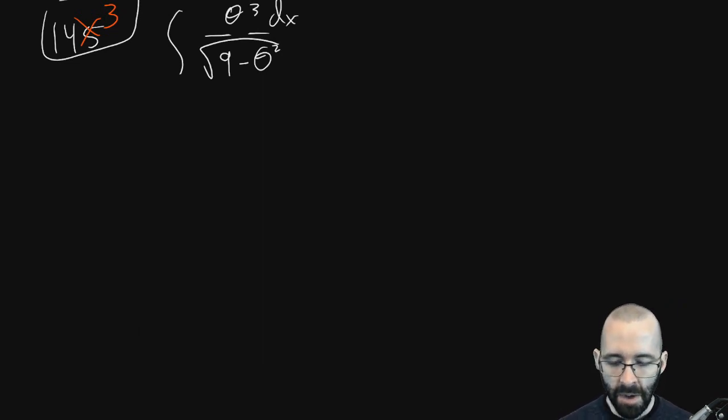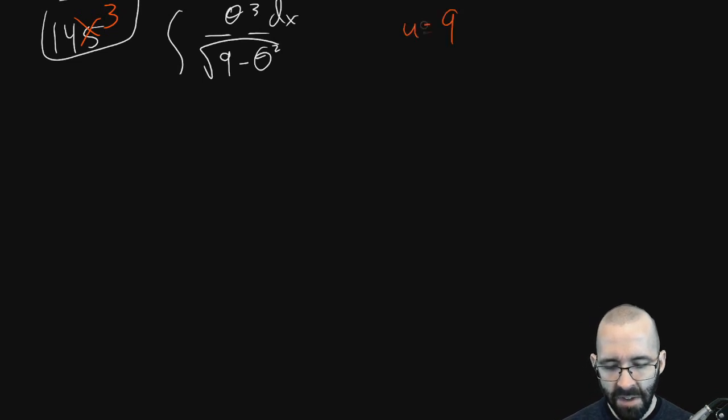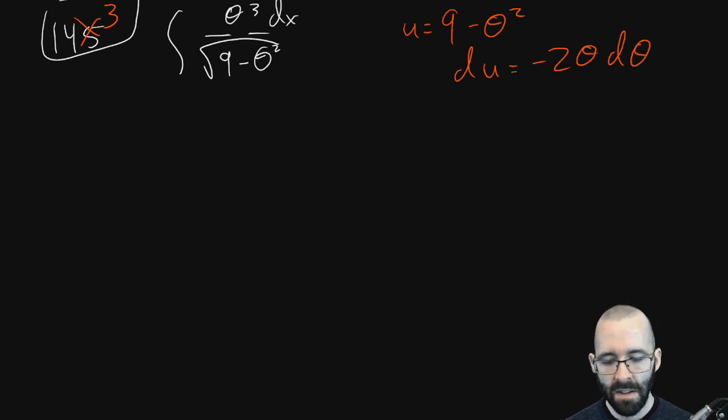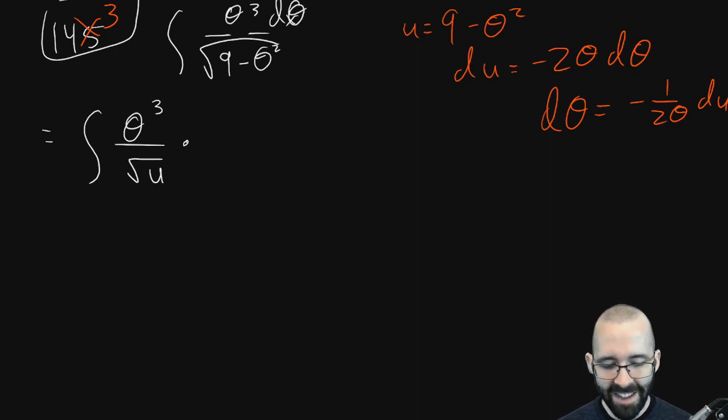Okay. So, can we use a u substitution? Maybe we can. Let's try it. If u is 9 minus theta squared, du is -2 theta d theta. So d theta is -1/2 theta du. So that's going to be theta cubed. Let's not worry about that yet. Square root of u times dx. Sorry, times d theta, which is negative 1 over 2 theta du.